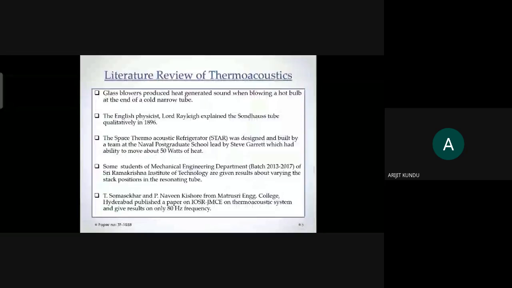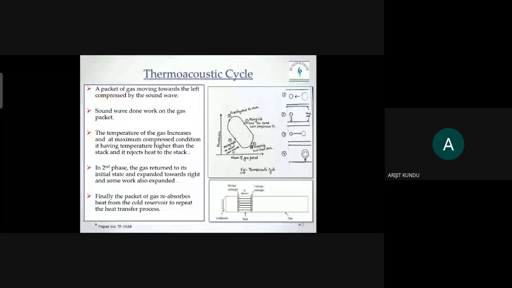So here is a thermoacoustic refrigeration cycle. If we consider a packet of gas moving from the left side to the right side in a resonating tube, and there is a stack. The stack is the medium on which the temperature gradient mainly takes place. Here is the loudspeaker, which acts as an acoustic driver and gives the sound wave to propagate in the resonating tube. In the resonating tube, I am using normal ambient air.